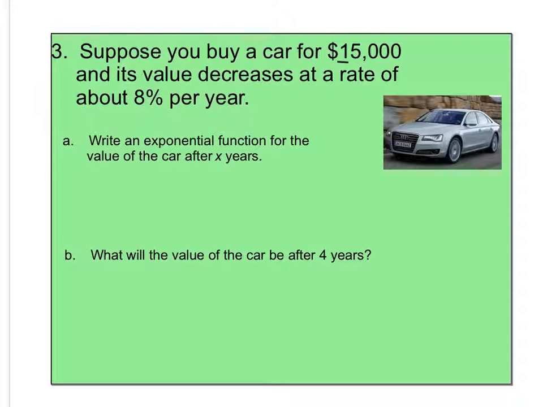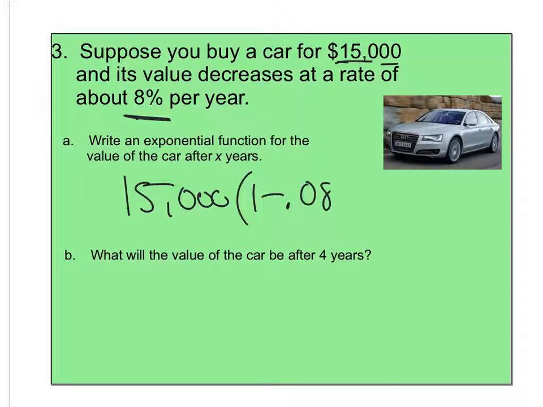So if you buy a car for 15 grand, the value decreases at a rate of 8% per year. Write an exponential function for the value of the car after x years. So I start off with 15,000. So it's going to be 1 minus 0.08 times t, where t is your years.